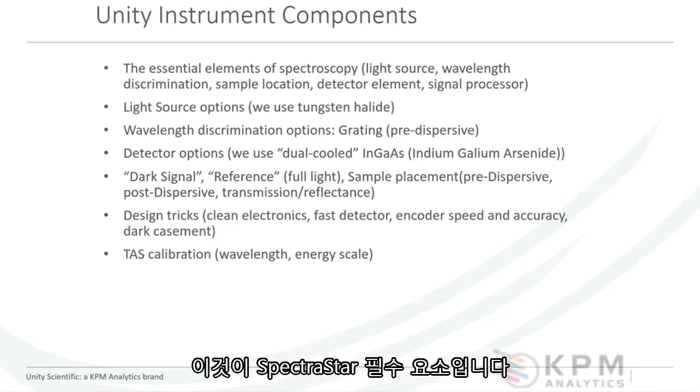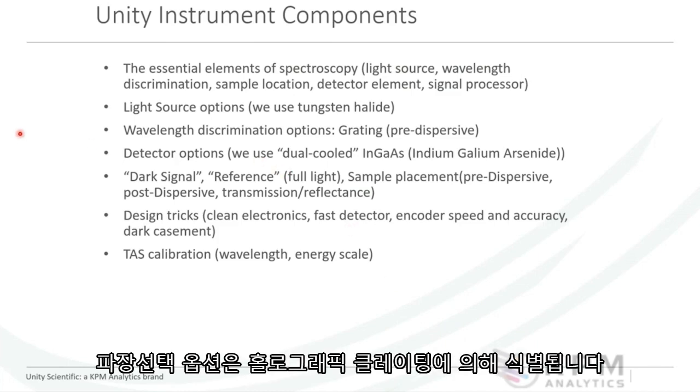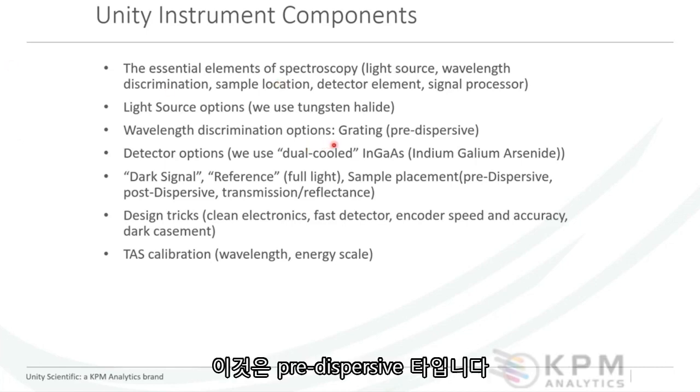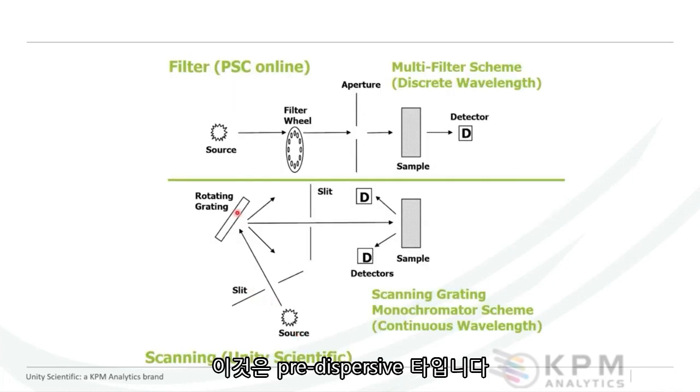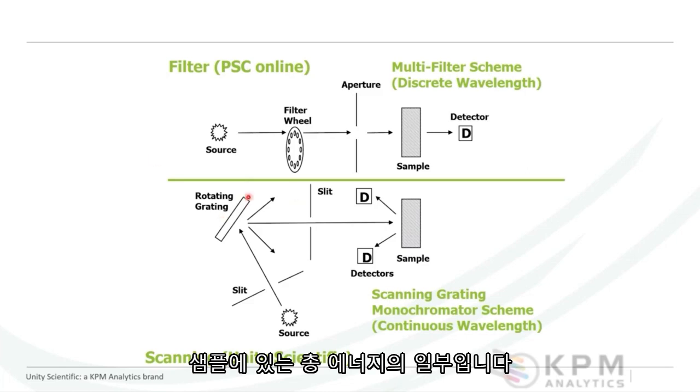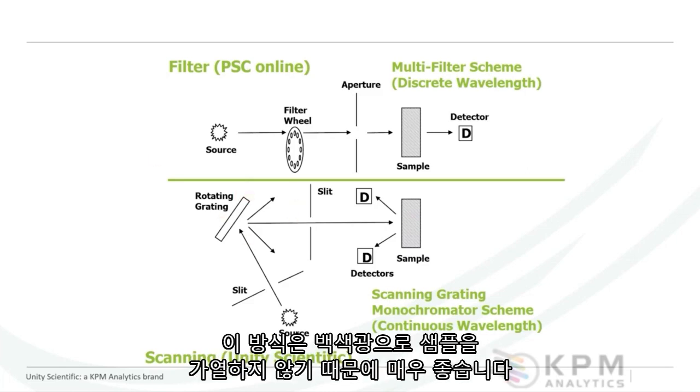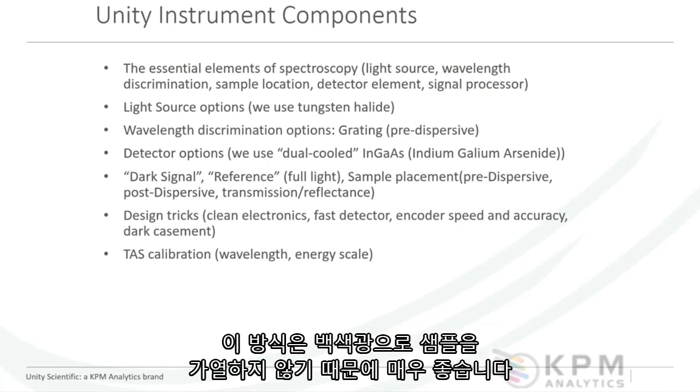On the SpectraStar instruments, we've got all of the essential elements that I just described. Our light source is tungsten halide. Our discrimination is done by a concave holographic grating. It's termed predispersive because, if you remember the last diagram, the light is dispersed before it hits the sample. So the light that is impinging on the sample is a very narrow segment. It's a fraction of the total energy on the sample. This is very nice because we don't heat up the sample with white light.